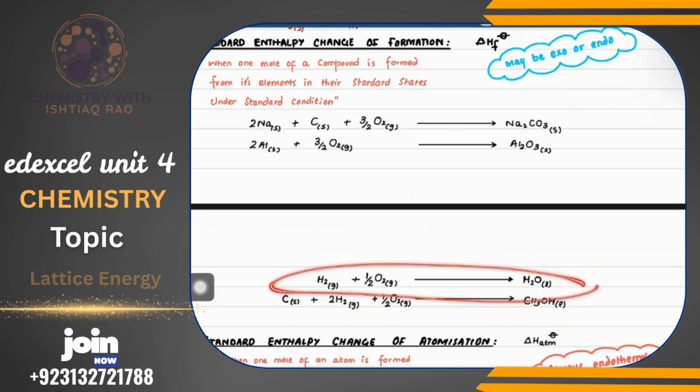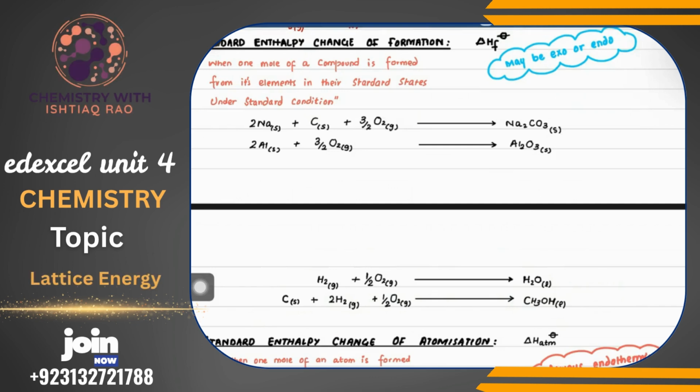And for this one, H2O is liquid at room temperature. I'm going to write down the formation equation. So I need to write down the reactants in their standard states under standard conditions. We know that hydrogen is a diatomic gas. We know that oxygen is a diatomic gas. They will be reacting together and forming water, that is liquid at room temperature. This is called enthalpy change of formation.